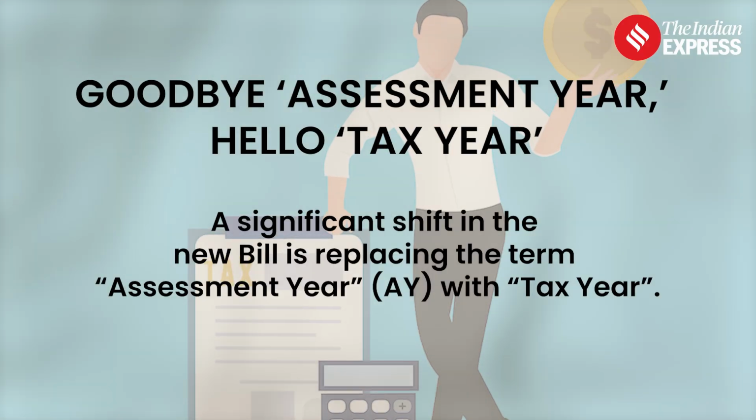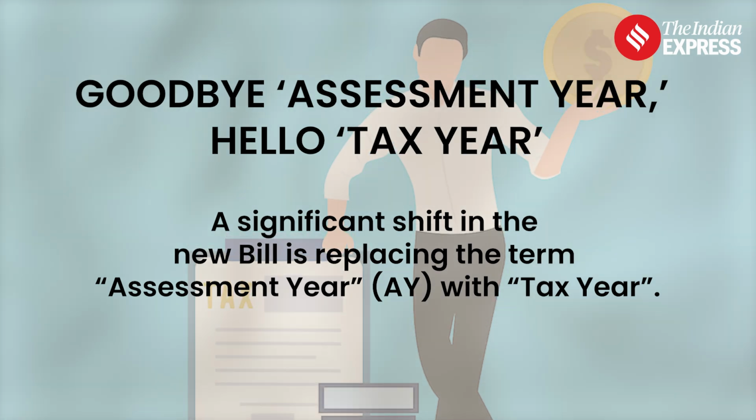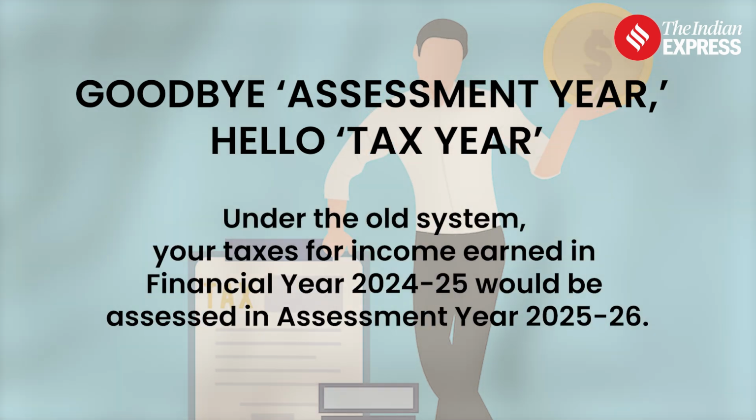A significant shift in the new bill is replacing the term assessment year with tax year. Under the old system, your taxes for income earned in financial year 2024 to 2025 would be assessed in assessment year 25 to 26. This often confused taxpayers. Now the tax year will align with the financial year, making it simpler for everyone.